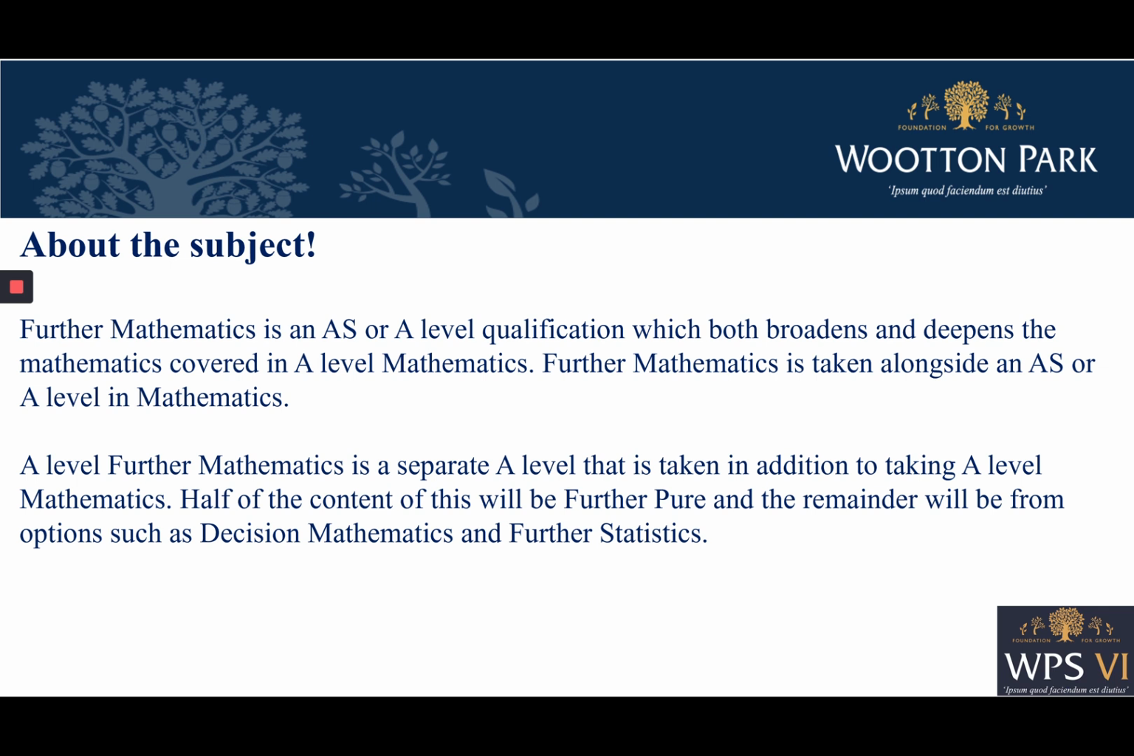So firstly, about the subject. Further mathematics is an AS or an A-level qualification which both broadens and deepens the mathematics covered in A-level mathematics. Further maths is taken alongside an AS or an A-level in mathematics. It is a separate qualification. If you choose to do further mathematics, you must choose to do mathematics as well, and at the end of year 13 you will have two A-levels, one in mathematics, one in further mathematics. So it's a completely separate A-level that is taken in addition to taking A-level mathematics.